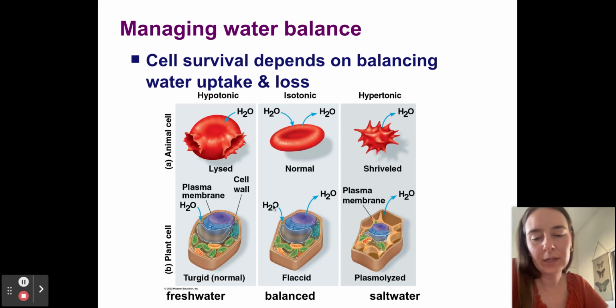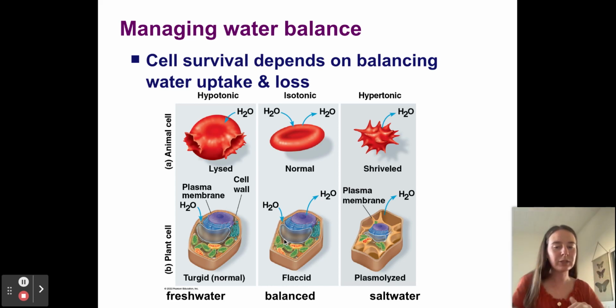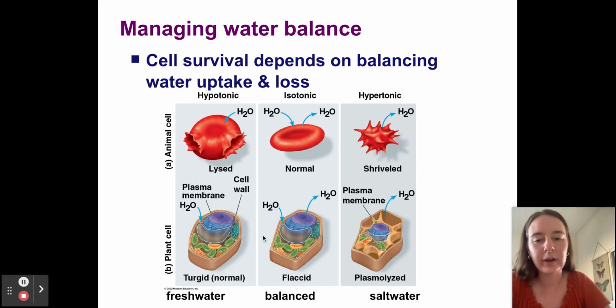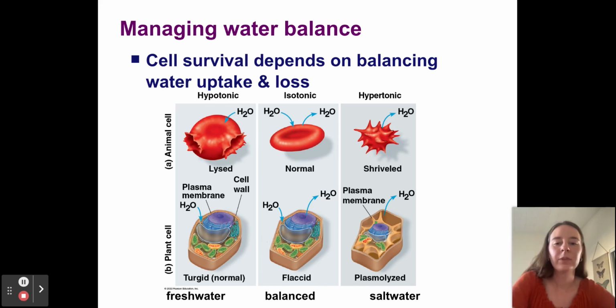Now, if you put the plant cell in isotonic solution, there's going to be an equal amount of water coming in and out, so that central vacuole won't expand out as much, and we call that a flaccid cell. Basically, the cell won't be as expanded out. The central vacuole won't push against the cell wall as much, so it'll be a little bit more wilted.